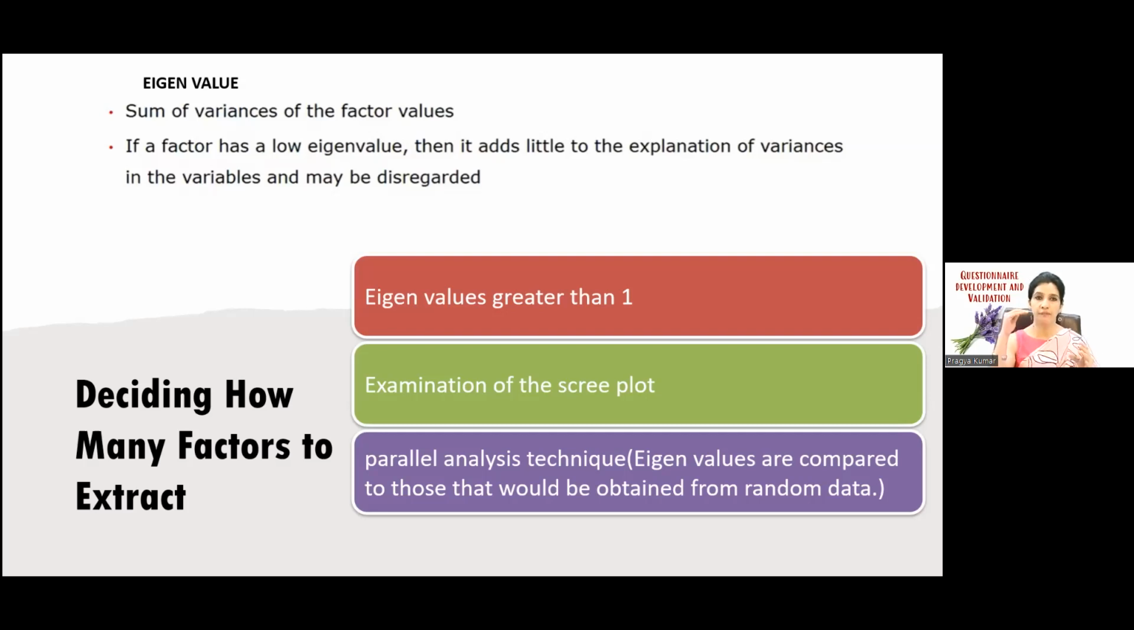In factor analysis, you have to decide how many factors you have to take. I'm just telling you the theory now; we will see it practically also. There are many criteria, some subjective and a few objective. If the eigenvalue is greater than 1, that means it is adding to the explanation of the construct. So you can take those factors where the eigenvalue is more than 1.